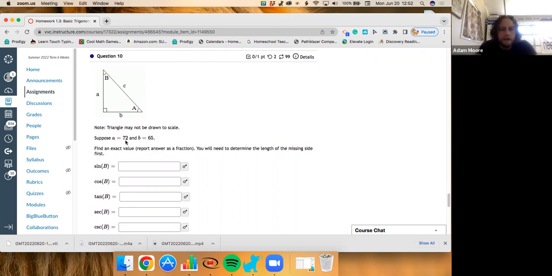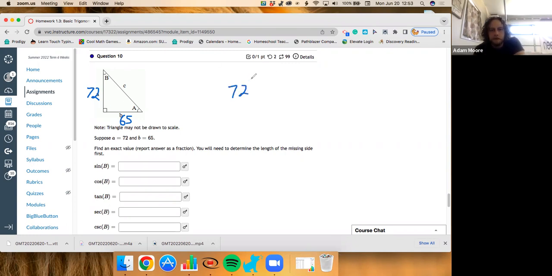If they said the length of side A is 72, so A is 72 units across, up and down, and then B is 65. Well, they didn't give us the third side, the hypotenuse side. So from section 1.1, if I have two sides and need to find a third side, we can probably use the Pythagorean theorem on that, since it has a right angle in it.